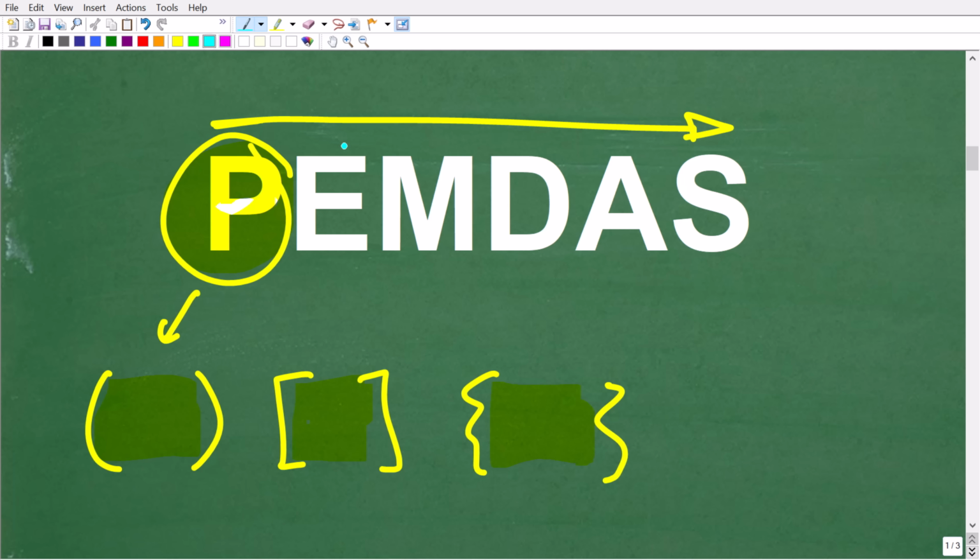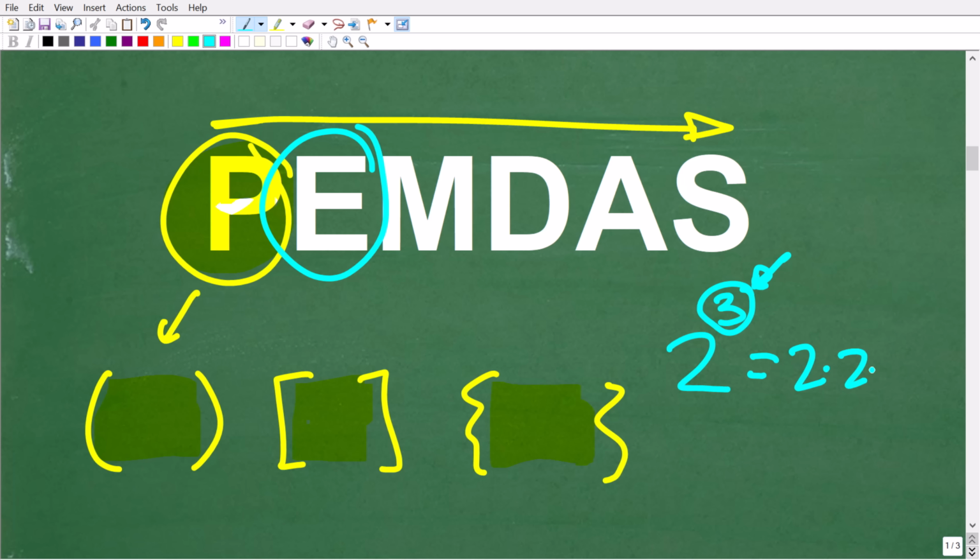Okay, so the next thing here is called exponents. This is what this E stands for. And really what we're talking about here is powers. So if I have 2 to the 3rd power, this little number up here is called the exponent, and it means take 2 and multiply it by itself 3 times. So 2 times 2 times 2, of course, is 8. If you don't have any exponents or powers, you're going to move on to the next thing.